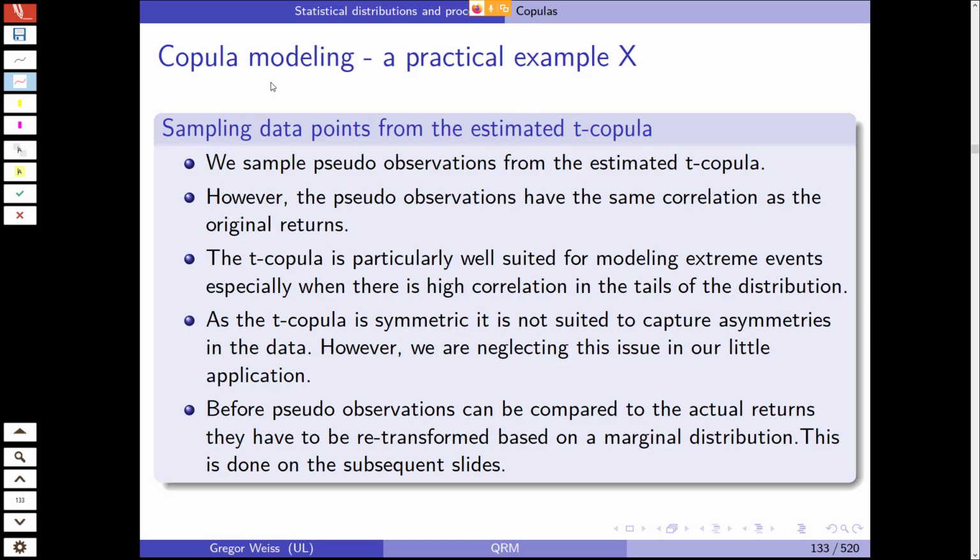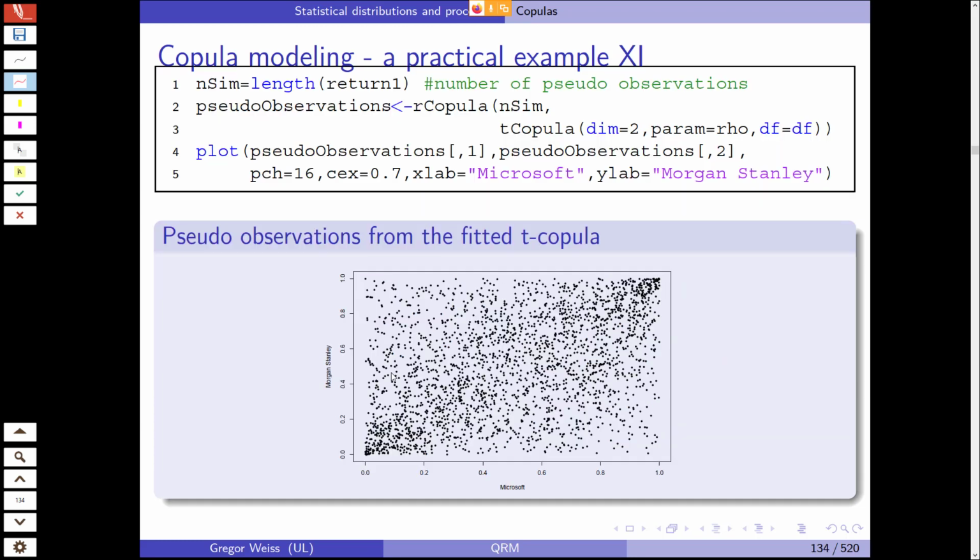Now we can sample pseudo observations from the estimated T copula. However, the pseudo observations have the same correlation as the original returns. Now the T copula is particularly well suited for modeling extreme events, and as the T copula is symmetric, it is not suited to capture asymmetries in the data. However, we are neglecting this now in this example. And before pseudo observations can be compared to the actual returns, they have to be retransformed based on the marginals. And this is done now on the following slides.